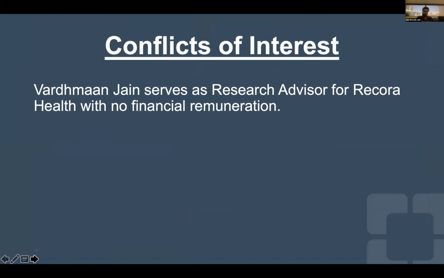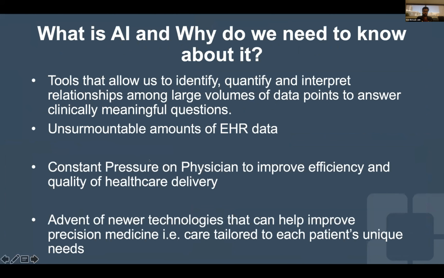So moving forward, conflicts of interest, we kind of went over them. So just a brief overview: what do we know about AI and why do we even need to know about it from a cardiologist standpoint?